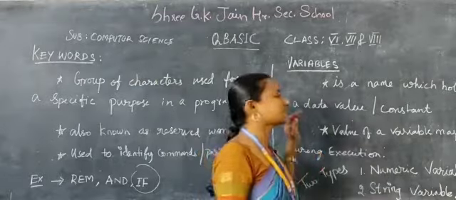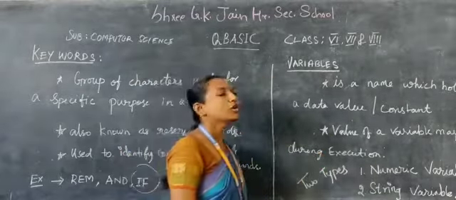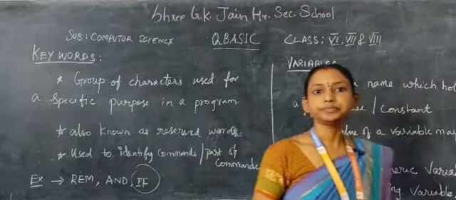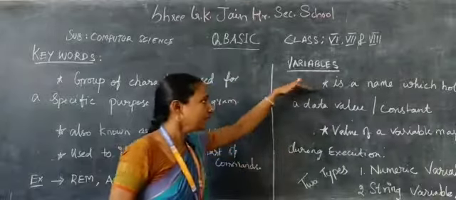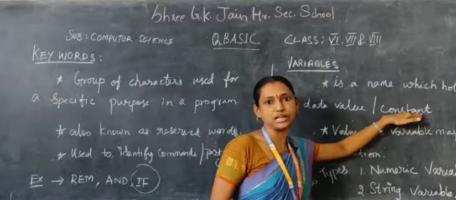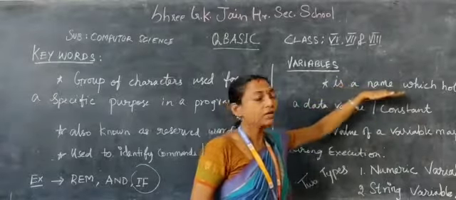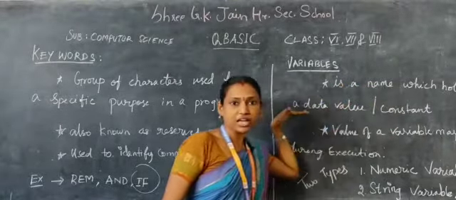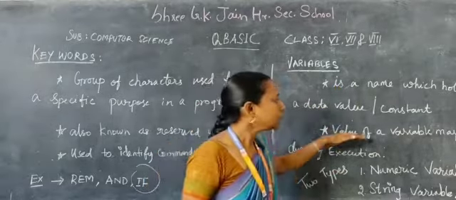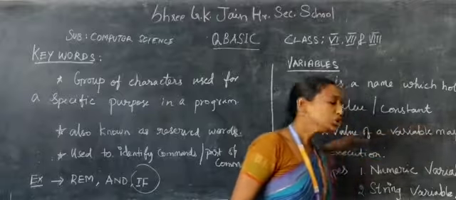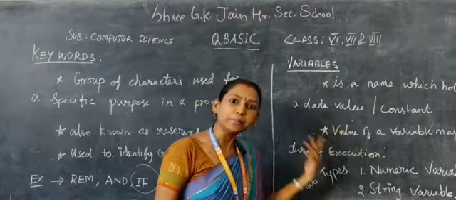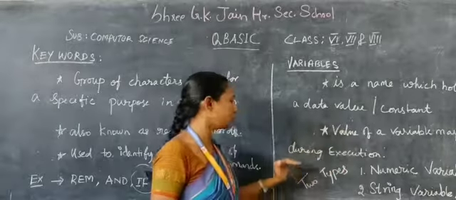Next, we are going to discuss variables. What is a variable? A variable is a name which holds a data value or a constant value. And the value of a variable may change during the execution of the program. The value of the variable can be changed during the execution of the program.